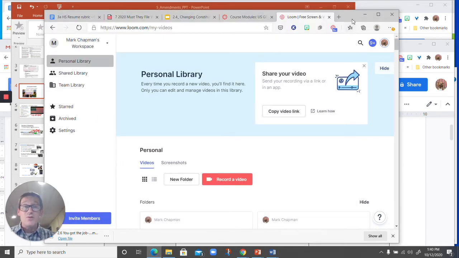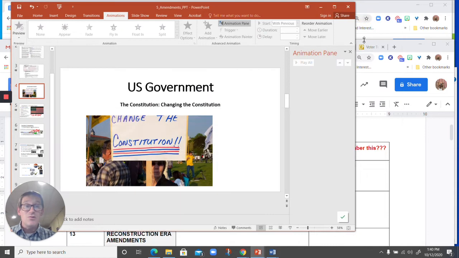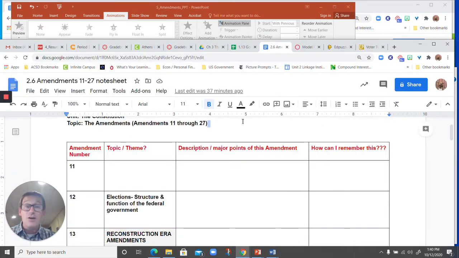Now, I have posted into Canvas a note sheet that you can use to follow along with this. You can do this one of two ways. You can either print this sheet off and just write your answers in there, or if you want to, make a copy of it, and you can make each of the different columns a little bit bigger if you know that you're going to write a fair amount in each one. But you can use this as the basis for your notes just by printing it off.